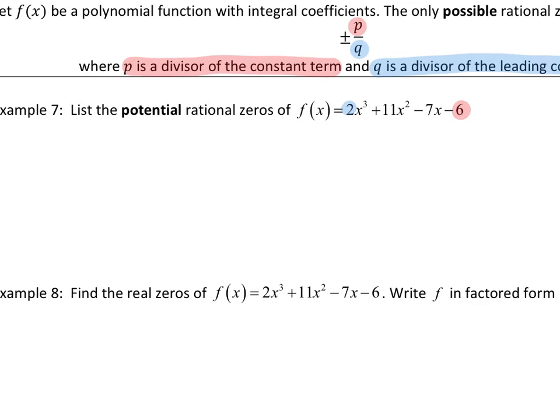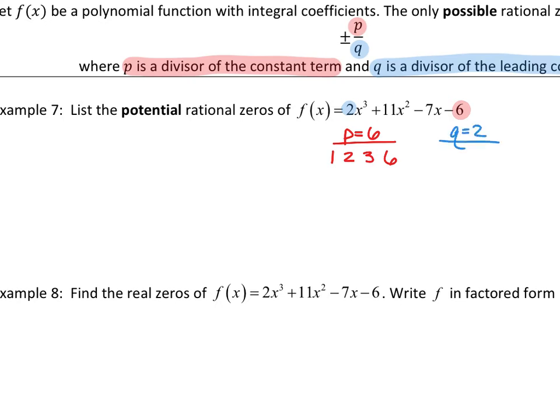What are all of the things that multiply to 6? 1 and 6. What else? 2 and 3. Those are the things that multiply to 6. So there's all the list of factors for p.